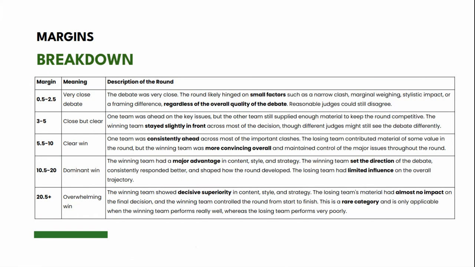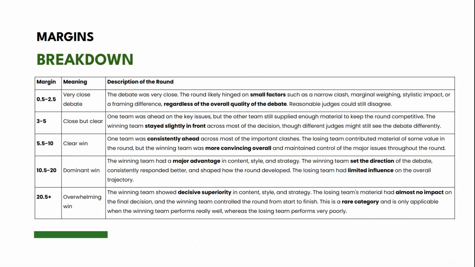Now, we want to note here carefully that this is not a usual case, and this happens only when, in a rare instance, a winning team shows an extensive level of decisive superiority in all three contexts of content, style, and strategy. And it happens in a way that the losing team's material had almost no impact on the round. And therefore, this only applies when two things happen. One, the winning team performs really well, but two, at the same time, the losing team performs very poorly.